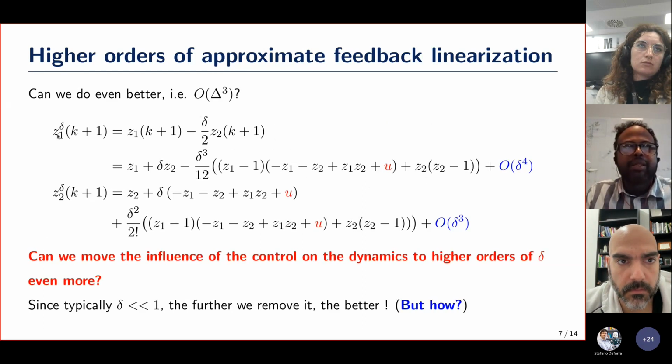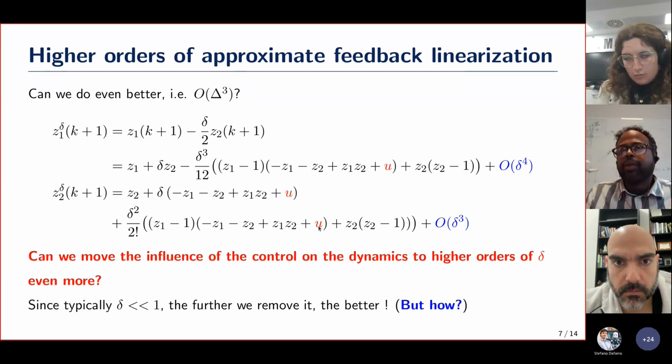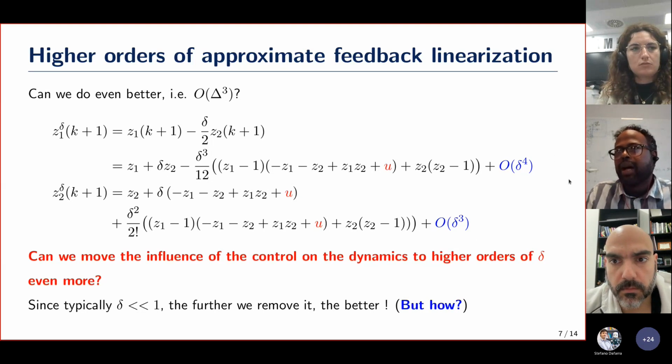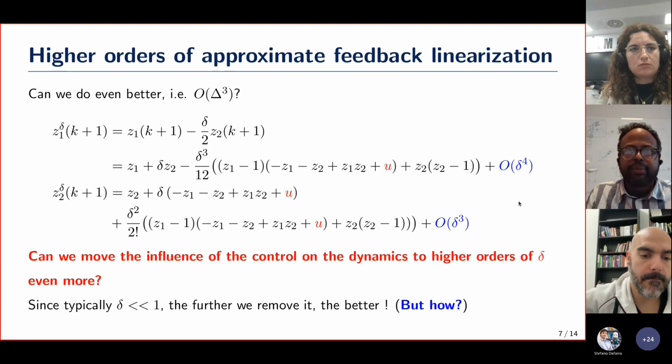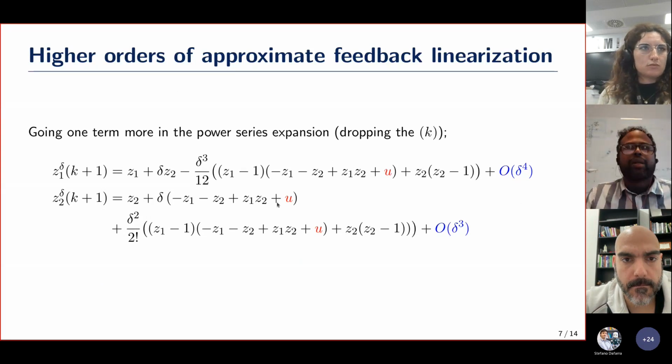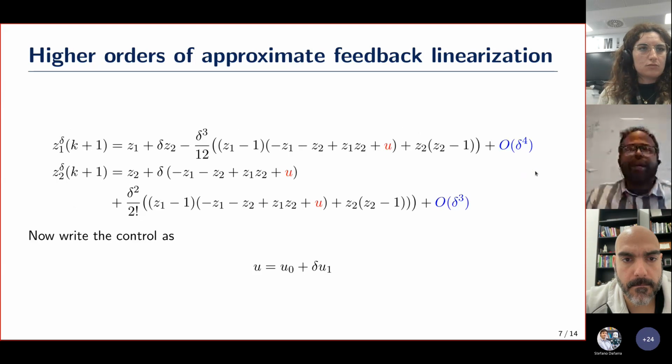So let's expand more. Let's write our dynamics in the new coordinates, but up to terms of order delta 4 and delta cube, and this will be the result. Okay, now we want to make sure that all the controls here, all this part will be a linear input-output link, as in feedback linearization. Okay, and of course the idea is that typically the higher power you go, because delta is less than one, the better approximations you get and the better tracking behavior you get, and the more significant nonlinearities you cancel out.